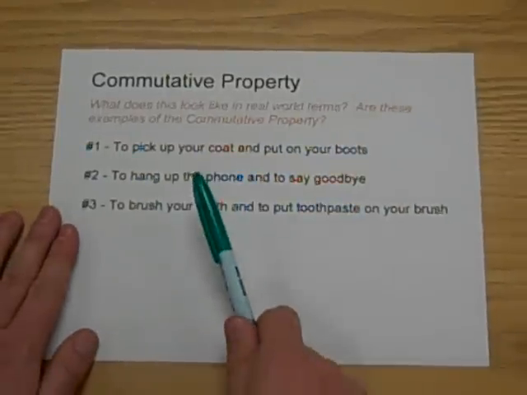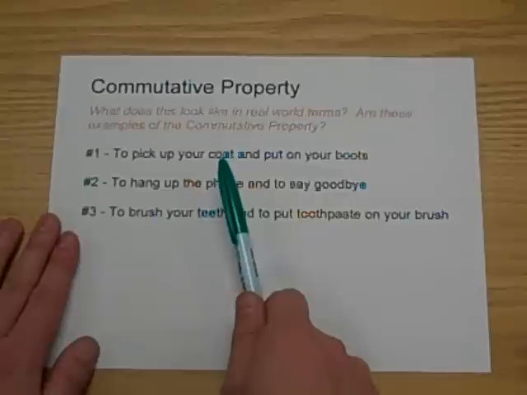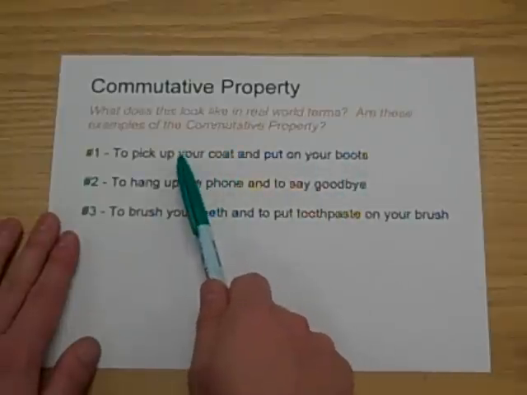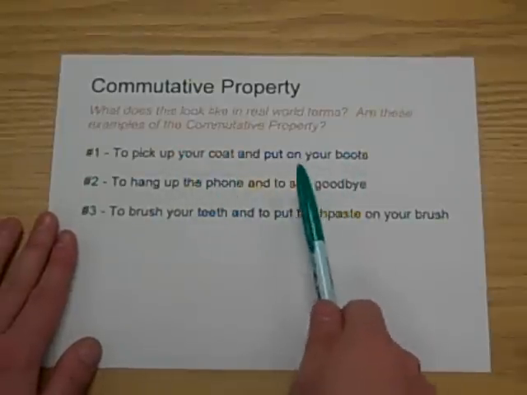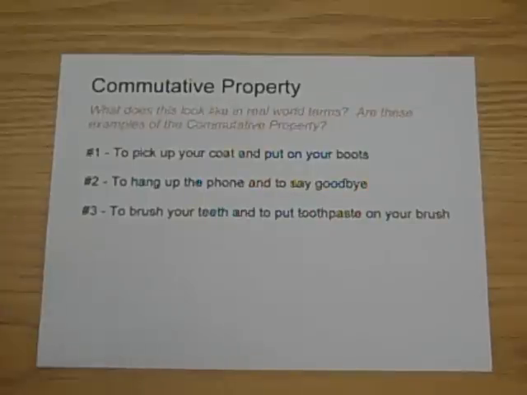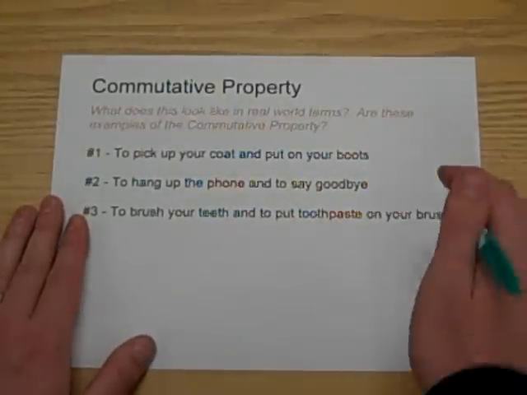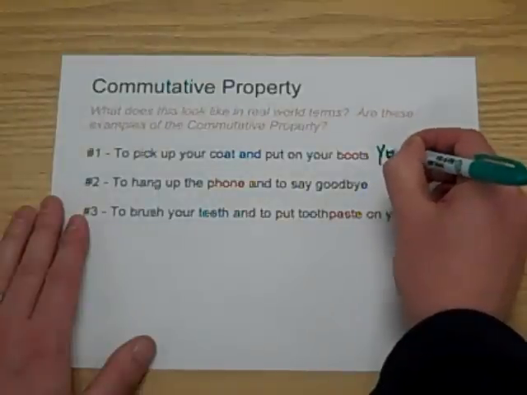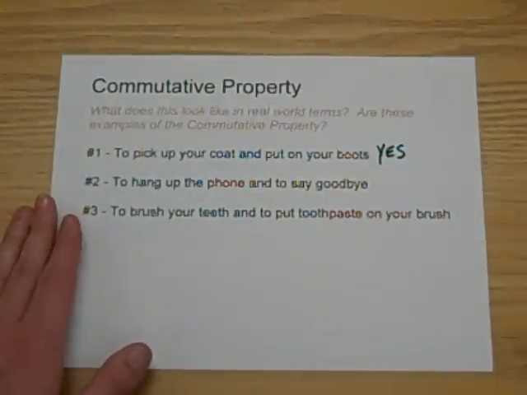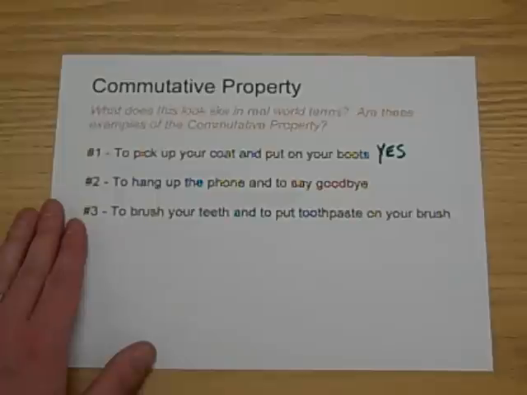For number one, to pick up my coat and to put on my boots, well, it doesn't matter what order I do those in, because at the end of that, I will always have my coat in my hand and my boots on my feet, whether I do one first or the other. So in this case, the order doesn't matter. So in that case, that is an example of the commutative property. Order doesn't matter.